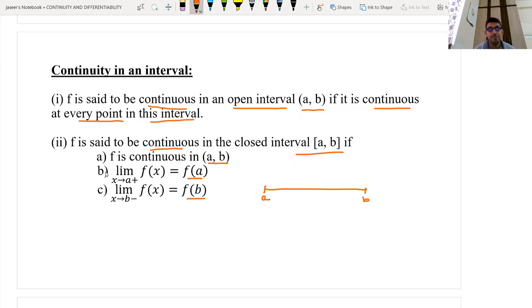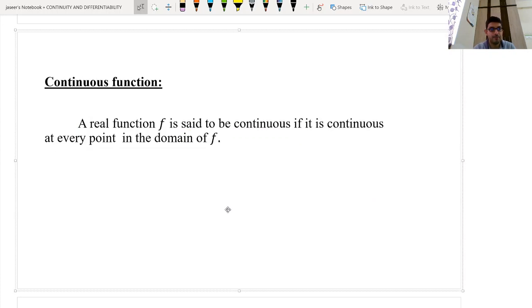That's why we are checking that the limit as x tends to a plus of f of x should be equal to f of a, and the left hand limit as x tends to b minus of f of x equals f of b. Next, a continuous function: a real function f is said to be continuous if it is continuous at every point in the domain of f.